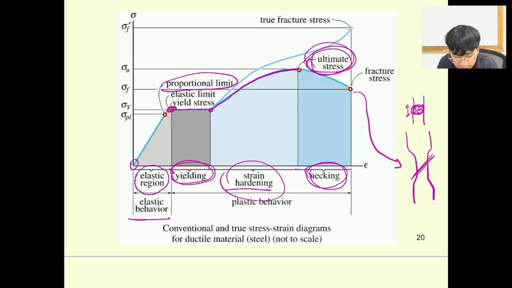And then we just separate the stages into two main stages. We have elastic behavior and then we have plastic behavior. This is how we separate it.